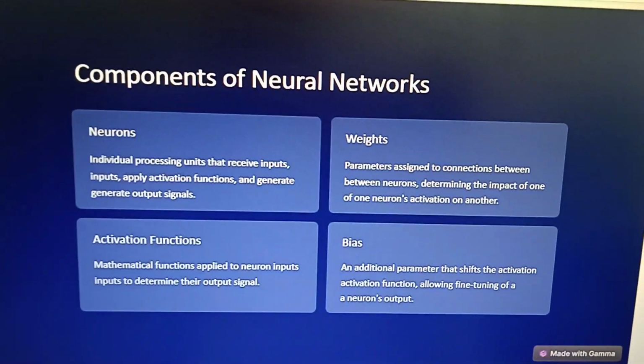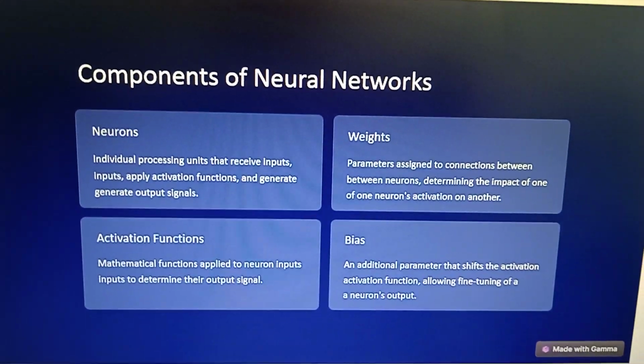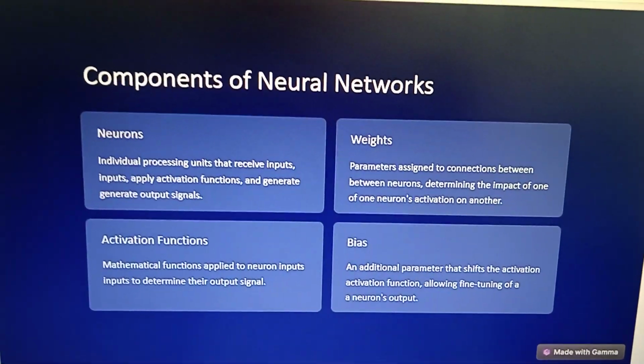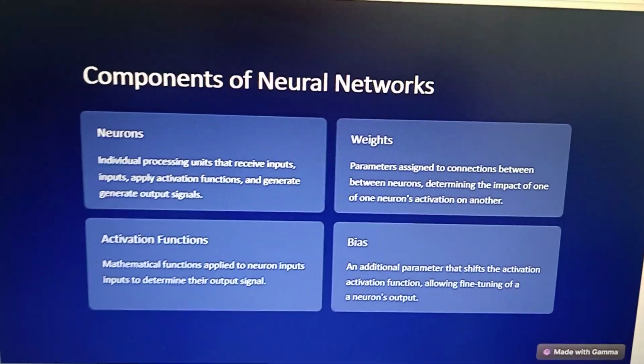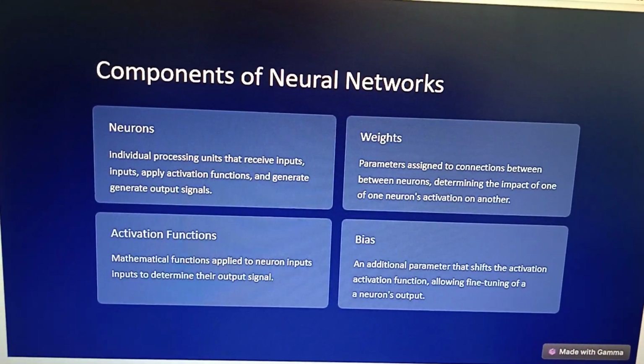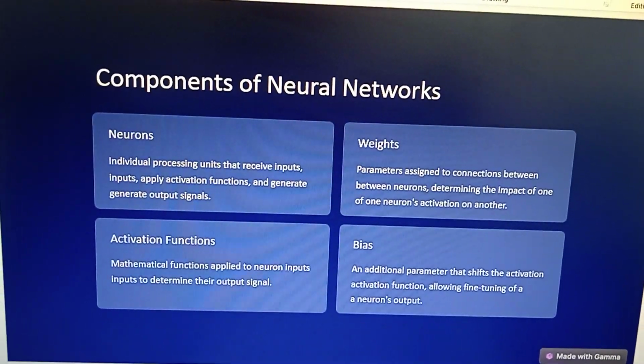Components of neural network में we deal with neurons, weights, activation functions, and bias. Neurons are the processing units. These units are actually receiving the inputs. They apply some of the activation functions and then they generate the output signals.